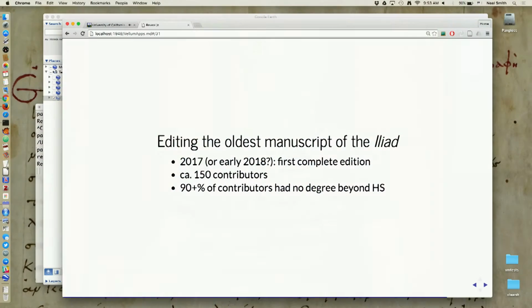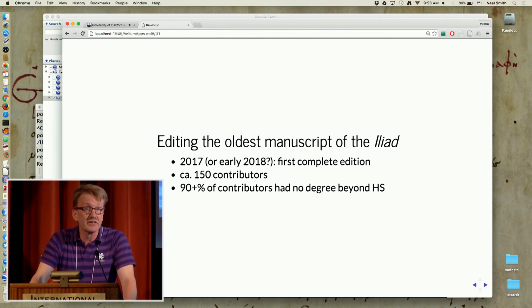It's a rigorous process, and I'm breaking Dave's 5-year rule. It'll be about 7 years when it looks like for the first time since the 18th century discovery of this manuscript, we'll have a complete edition. We'll have about 150 contributors, and the figure that I'm perhaps proudest of, more than 90% of them will have made their contribution before they had a bachelor's degree.